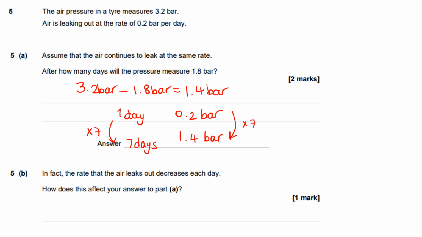Then the question says, in fact, the rate that the air leaks out decreases each day. How does this affect your answer to part A? So we need to remember that if the leakage is going to be less each day, because the pressure is decreasing, therefore the leakage is going to be less. That's something that you can just speak to your science teachers about as well. So it's quite scientific. So it will definitely take more days. It will take more days for air to leak and get to that point of 1.4.